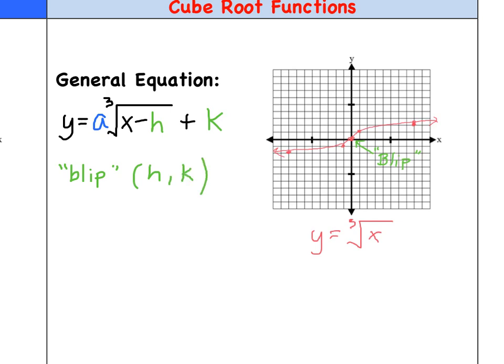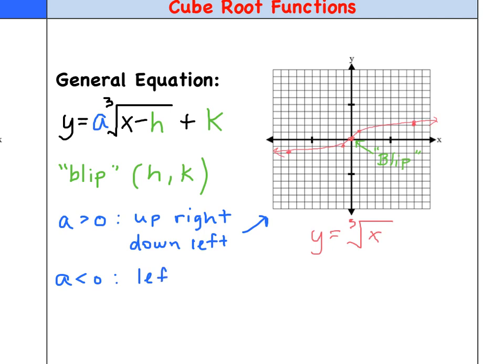Similar to the square root function, our a value represents something. If a is bigger than 0, we are going to open up to the right as well as down to the left, kind of like the picture over here. If a is less than 0, we simply flip across the x-axis. So we are going to open down and to the right, and then up to the left.